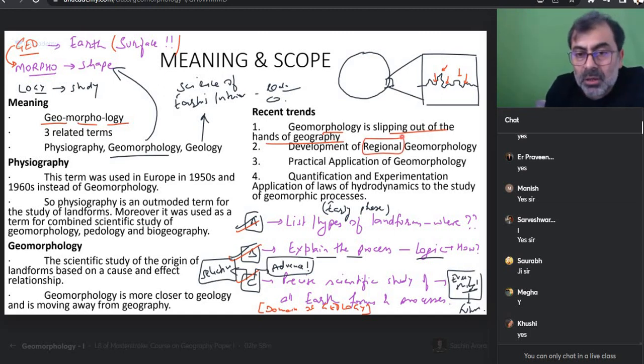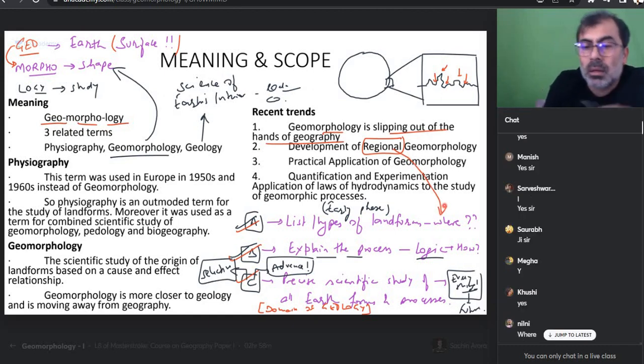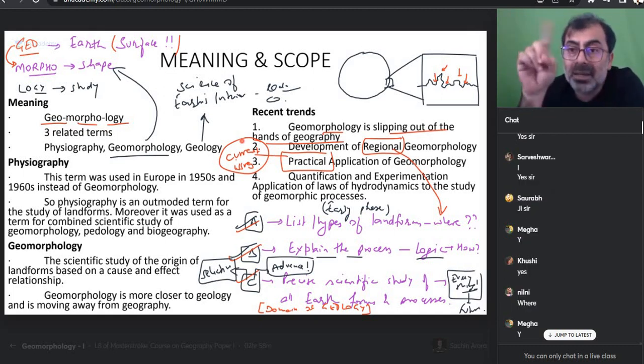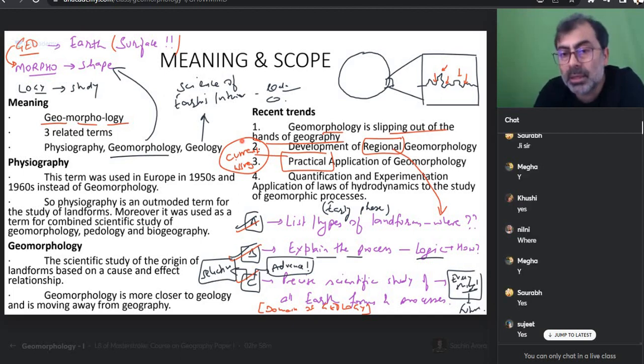When I say development of regional geography, can you see where regional geography is? Can you see what the practical application is? Current issues. Yesterday I taught the children flood management in the GS class. That is practical application of geomorphology. Building roads in hilly areas is a practical application of geomorphology. Do we get that? All those things.